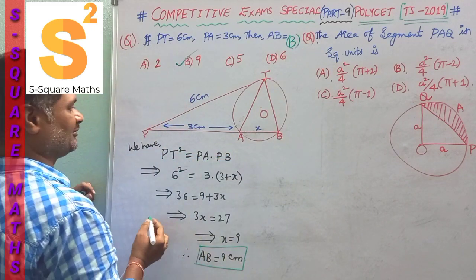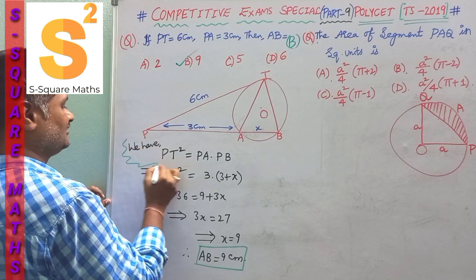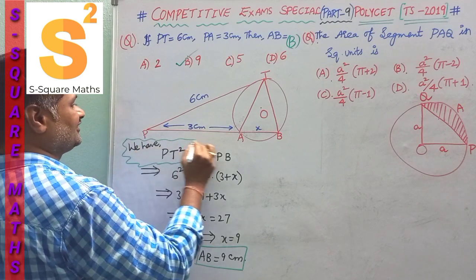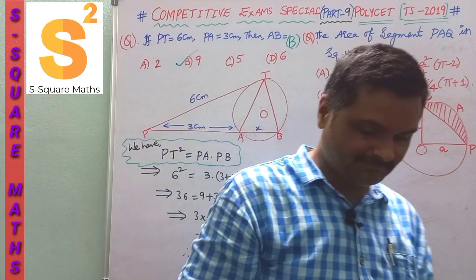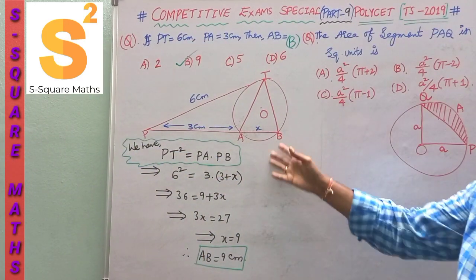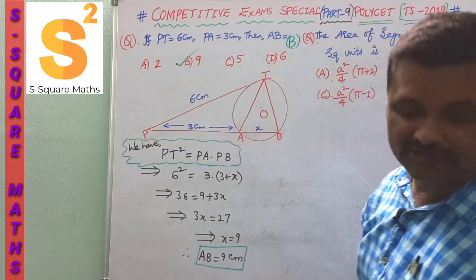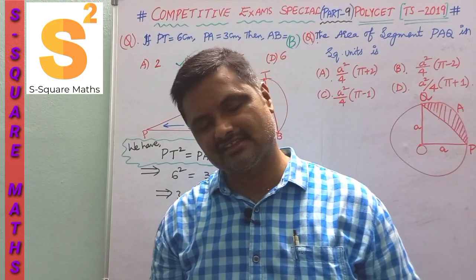You should be able to remember our statement: if PT is a tangent and PAB is a secant. It is very easy, just remember the formula connected to tangents and secants.